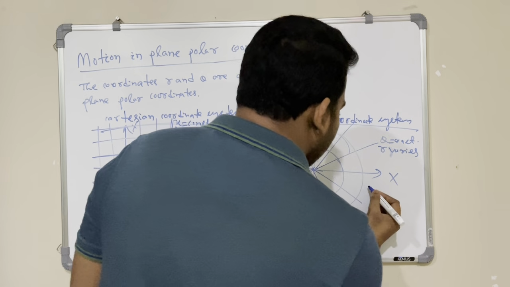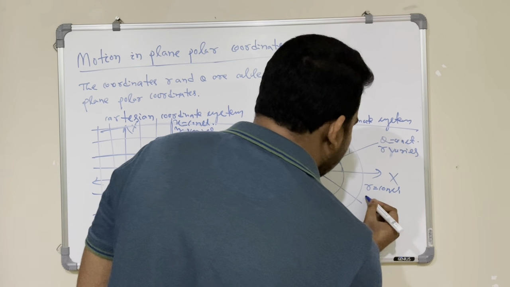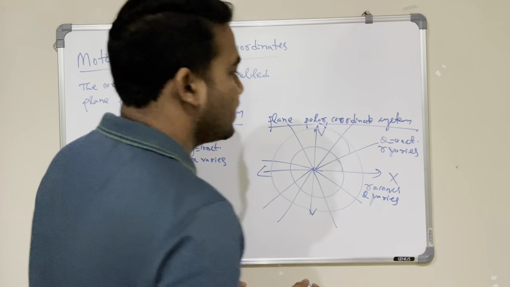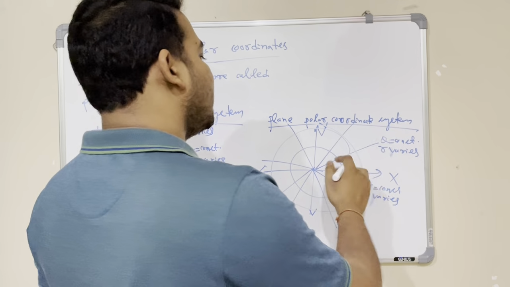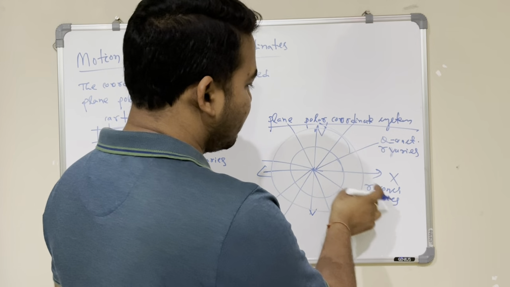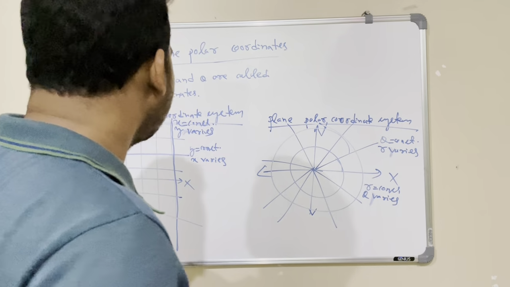But on these circles, r equals constant, but theta varies. Okay, so these are the things. For theta equal to constant, these are straight lines. But for r equal to constant, these are circles concentric to the origin. Okay, so this is the difference.